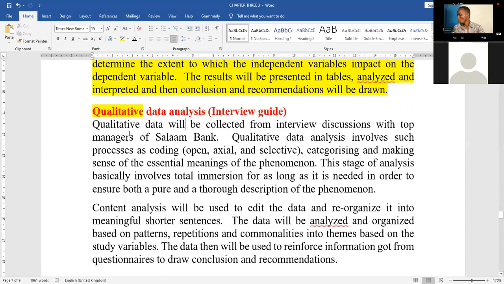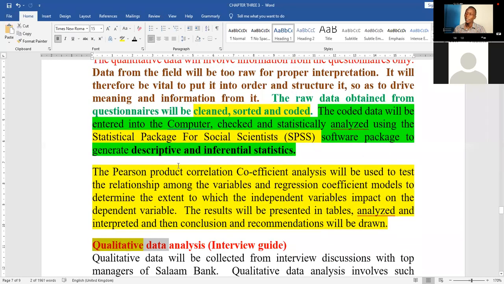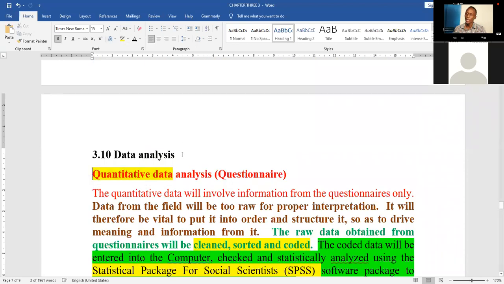Yes, you have a question? Yeah, teacher. Ask your question. When you use interview, the data is qualitative data. Yes. And the other one is quantitative. Yeah, questionnaire is quantitative.